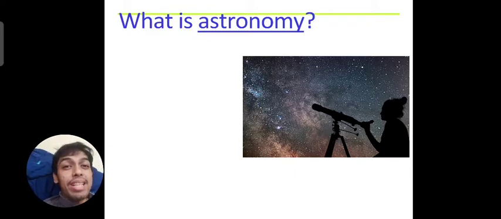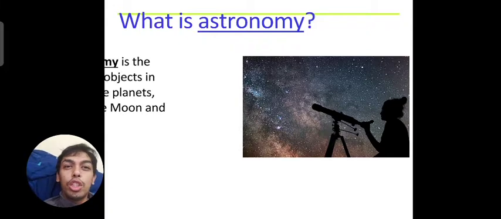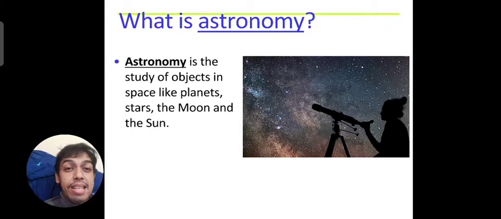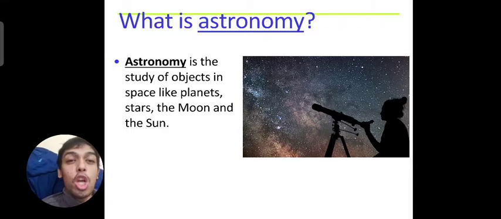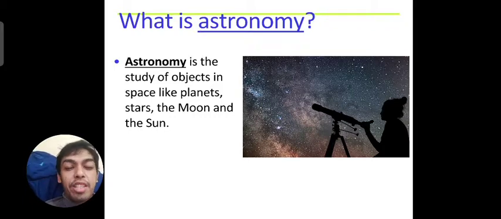Again, what is astronomy? Astronomy is the study of objects in space like planets, stars, the moon, and the sun. As you can see in the picture, you see an astronomer. An astronomer is a person who studies astronomy. She's holding a telescope and she looks at the Milky Way galaxy, which is our home galaxy. She studies stars, planets, our moon, everything that you can see in our sky. It's one of my favorite sciences.